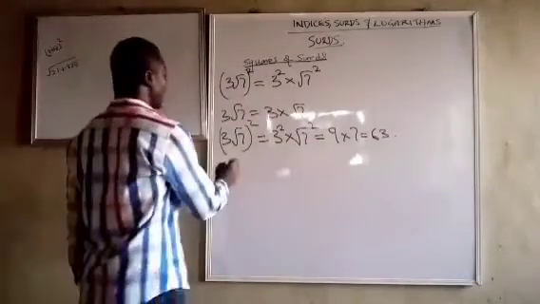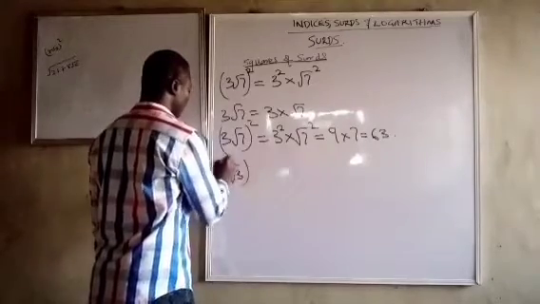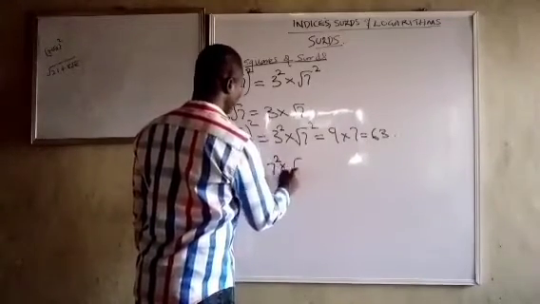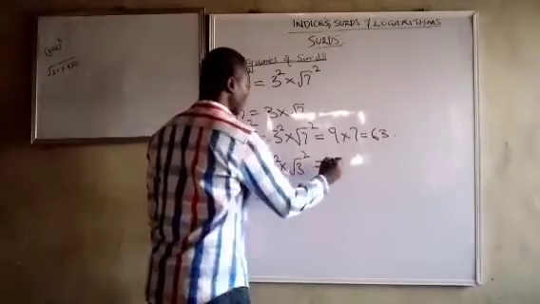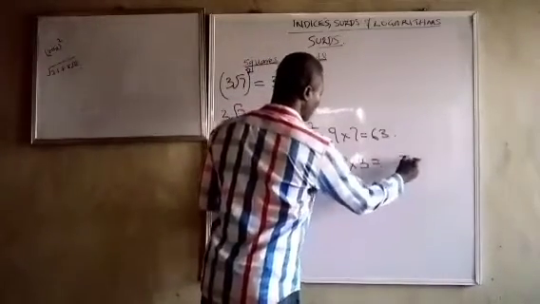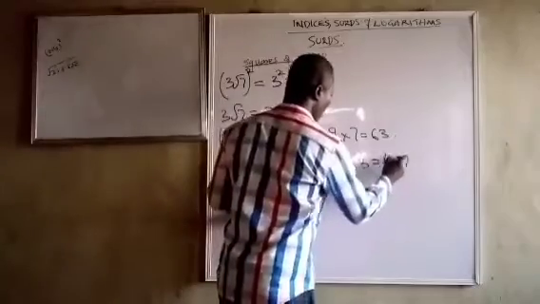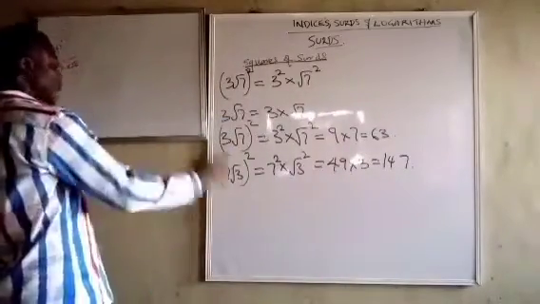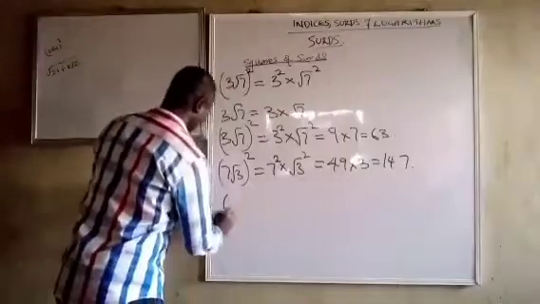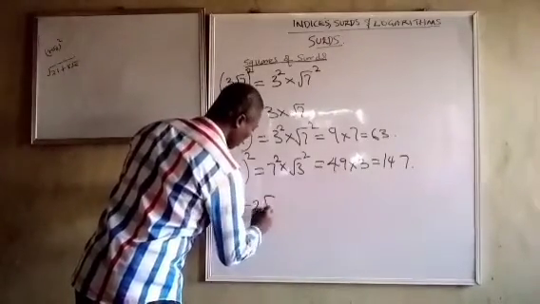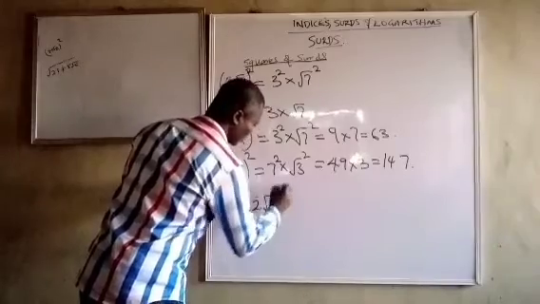In the same way, we can have 7 root 3 squared. And that will be 7 squared times root 3 squared, which is going to be 49 times 3. That's going to be 147. We can also have something like this: 3 minus 2 root 5 squared.